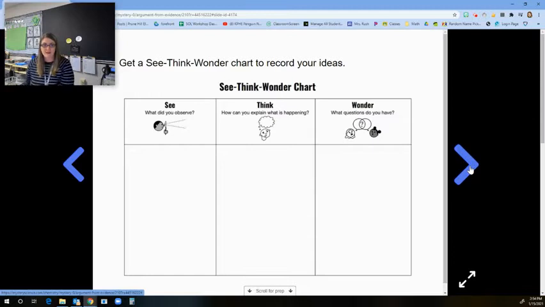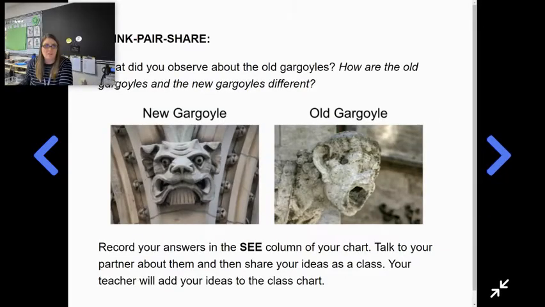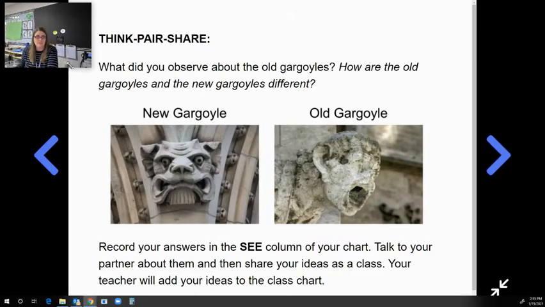Okay, so this is where we are going to put some things into our see, think, and wonder chart. Remember, we just added this chart to our journal right here. So here's what we're going to look at in our chart. What did you observe, and here's the picture below, about the old gargoyle? How are the old and the new different?